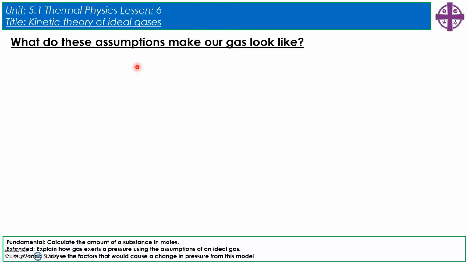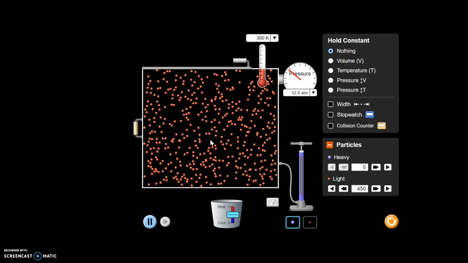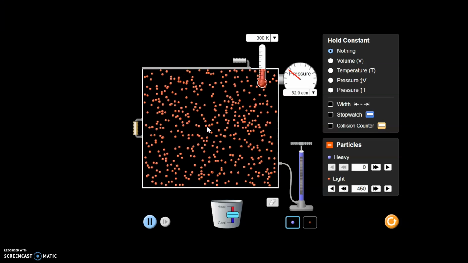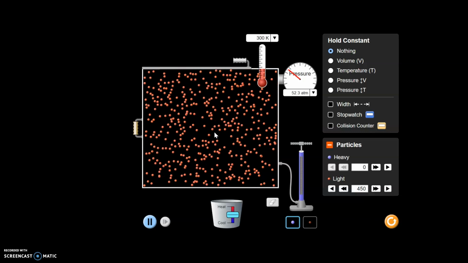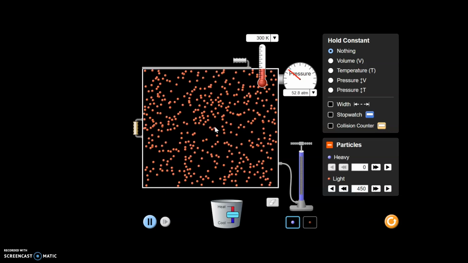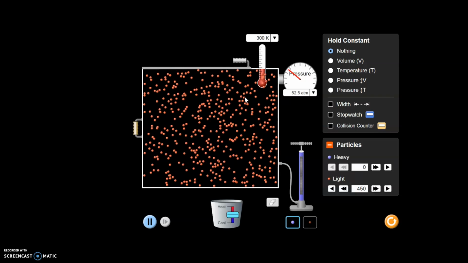So we're going to have a think now, what do these assumptions make our gas look like? And I'm going to go to this simulation, and I'll leave a link as well so that you can try it at home. So taking all of those assumptions into account, we would come up with a model that looks a bit like this, where you've got particles flying around, and you can see that the particles are all moving at different speeds, and in different directions. You can see that the particles, although not perfect on this simulation, are much smaller than the total volume of the gas.